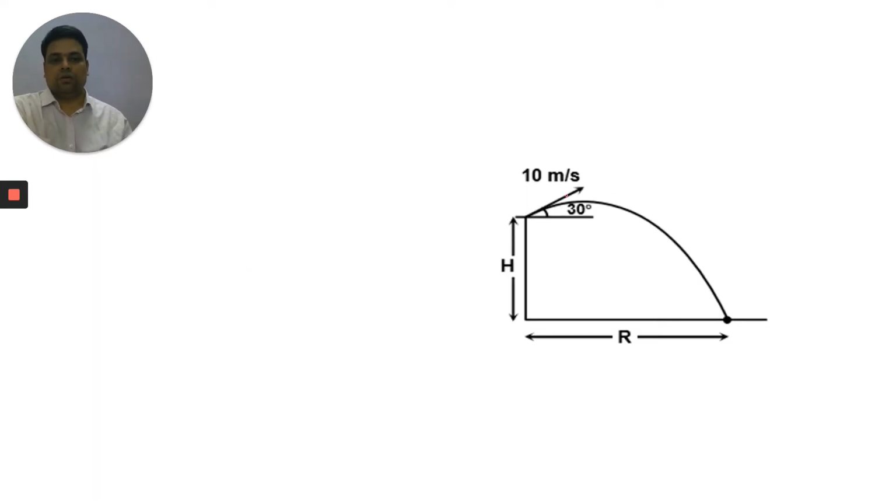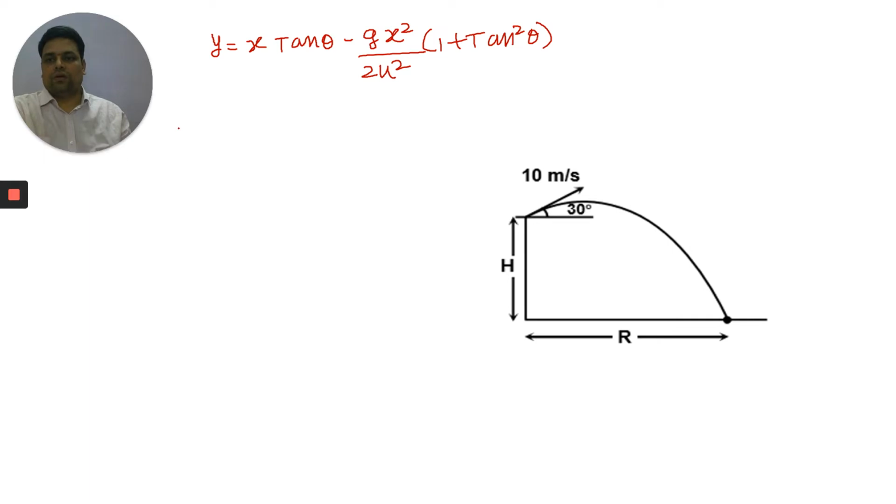So let's use the equation of trajectory. As we know, the equation for the trajectory in this case is also the same as projection from the ground obliquely. So y equals x tan theta minus g x square by 2u square cos square theta in the denominator, which will become secant square theta. I can also put it as 1 plus tan square theta. The cos square theta in the denominator goes to the numerator as secant square theta, and it becomes 1 plus tan square theta.